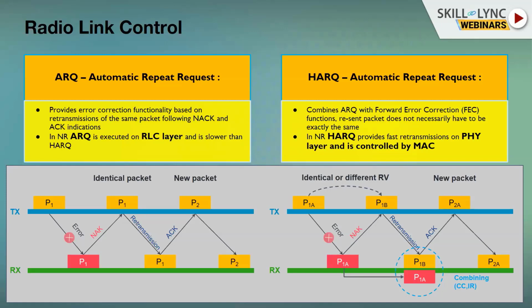The HARQ functionality ensures delivery between peer entities at physical layer. So in NR or new radio, HARQ or hybrid automatic repeat request provides fast retransmission on physical layer and is controlled by MAC, as explained here.